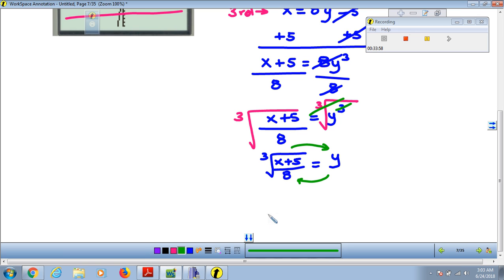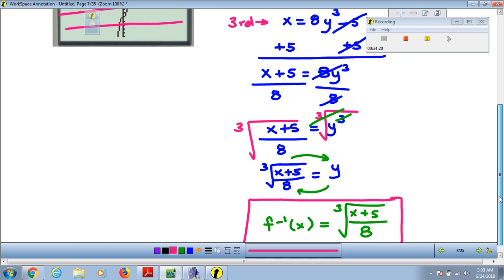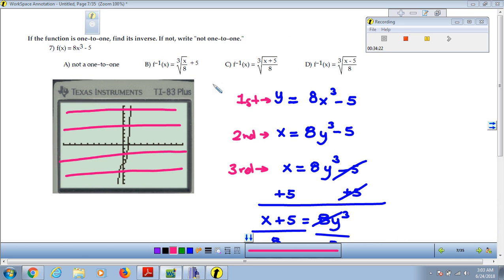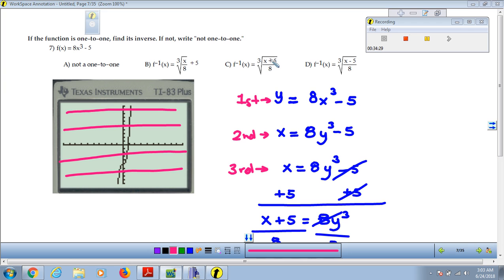Instead of the y, I'm going to put f inverse of x, because remember that this is the way that we represent the inverse of a function. It's not necessarily that the minus 1 there is an exponent. It's just an abbreviation to say the inverse function of x. So then let's see which one from here looks the same. It was x plus 5, right? So it would be this one.